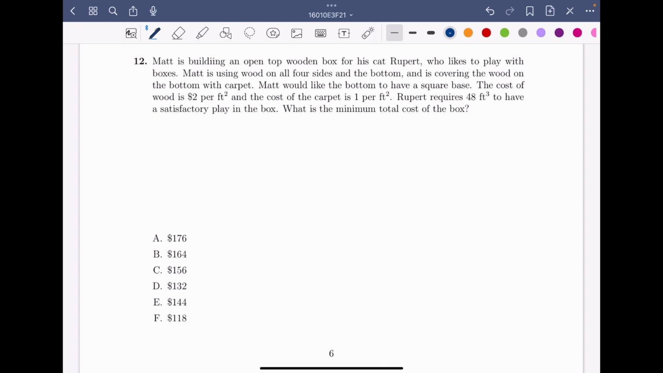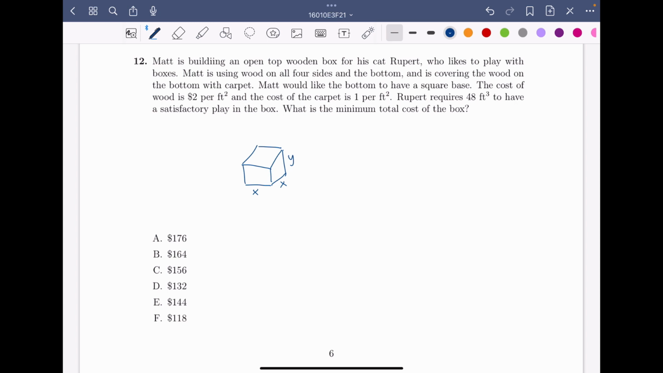So this is another optimization problem. Let's start by drawing a picture, because boxes have a lot of stuff. If we draw the box, we know that Rupert wants the bottom to be a square, so these two side lengths have to be the same, and then the height can be whatever.